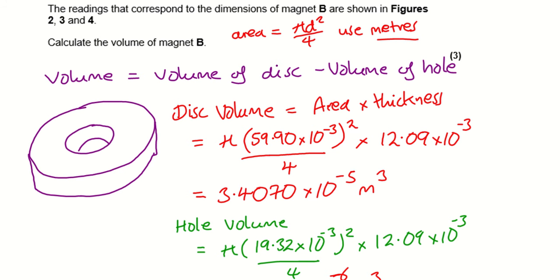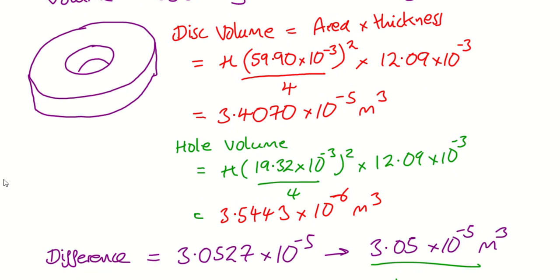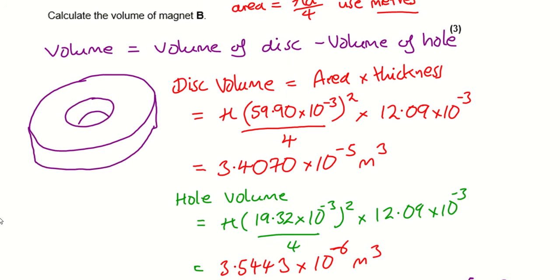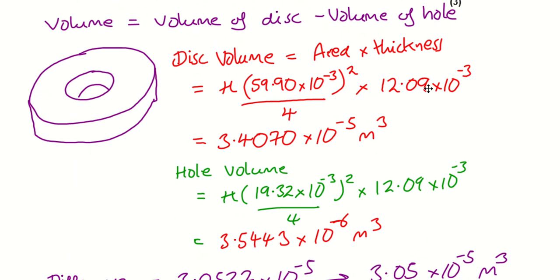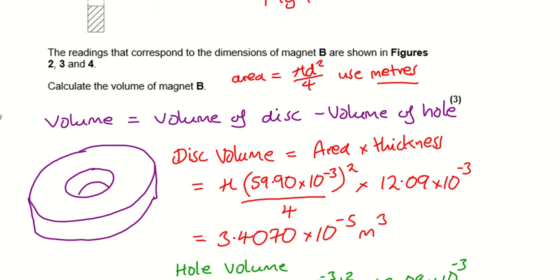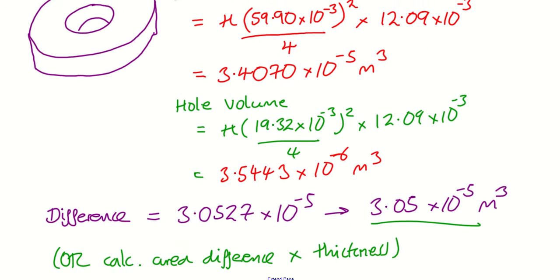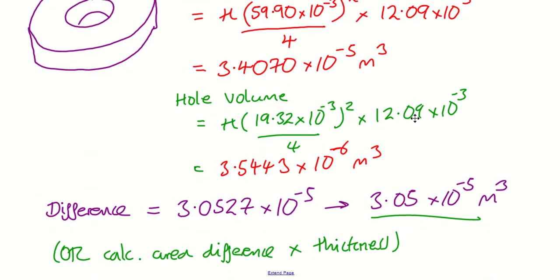It's a very small number. Then for the hole, same thing, but use the diameter of the hole. Then multiplying by the thickness, there's the thickness, the 12.04. Again, doing everything converted to meters, you can't go wrong then. So there's my whole volume. Be careful, 10 to the minus 5, 10 to the minus 6. It's not bigger, it's smaller because it's 10 to the minus 6. Then the difference: take one away from the other.